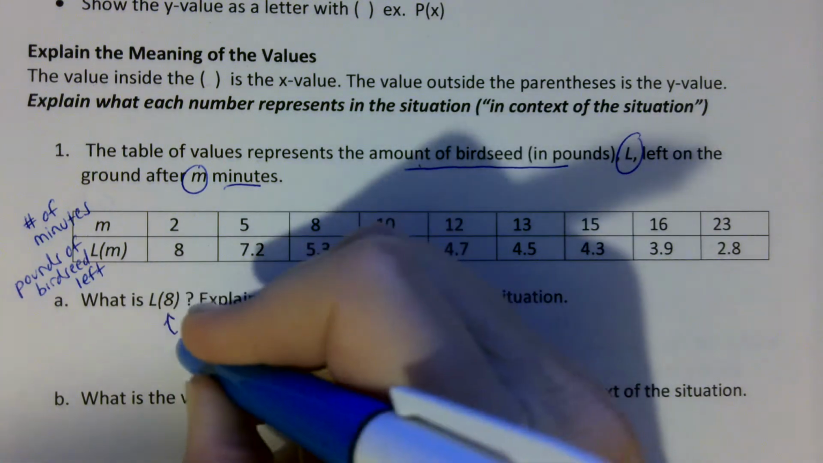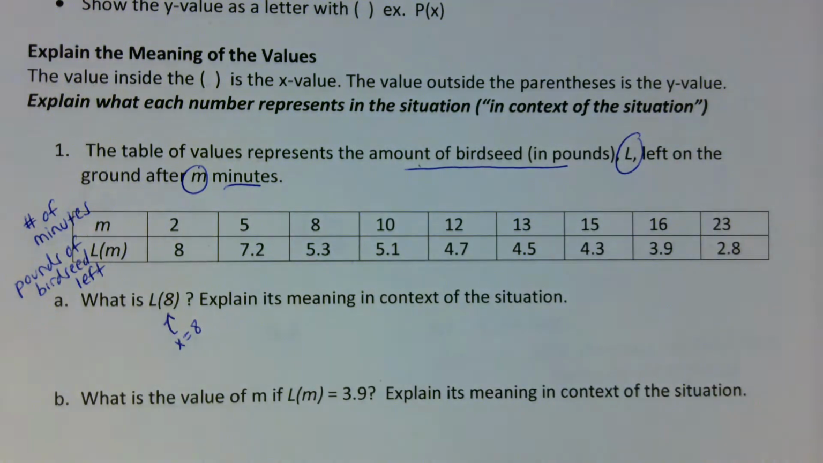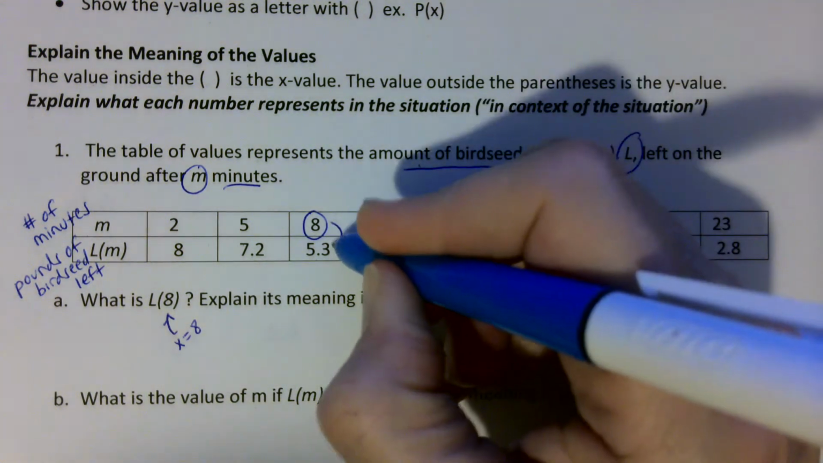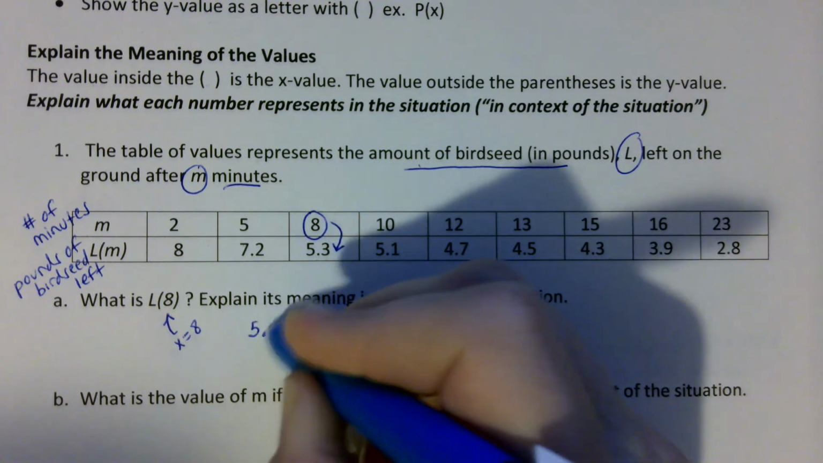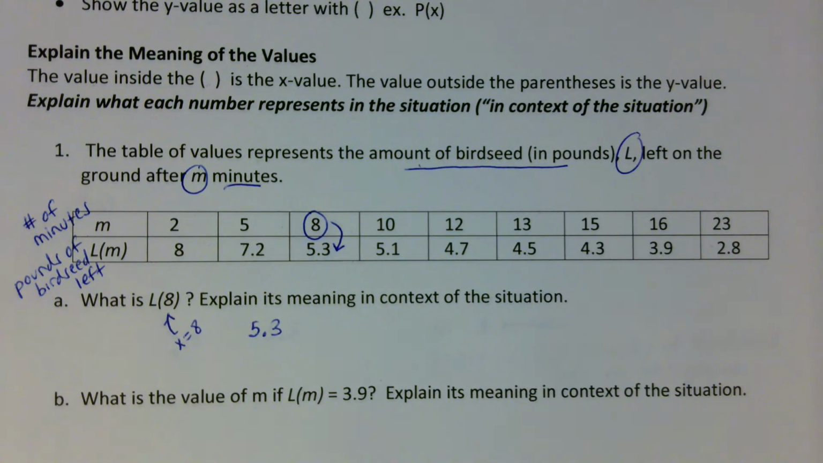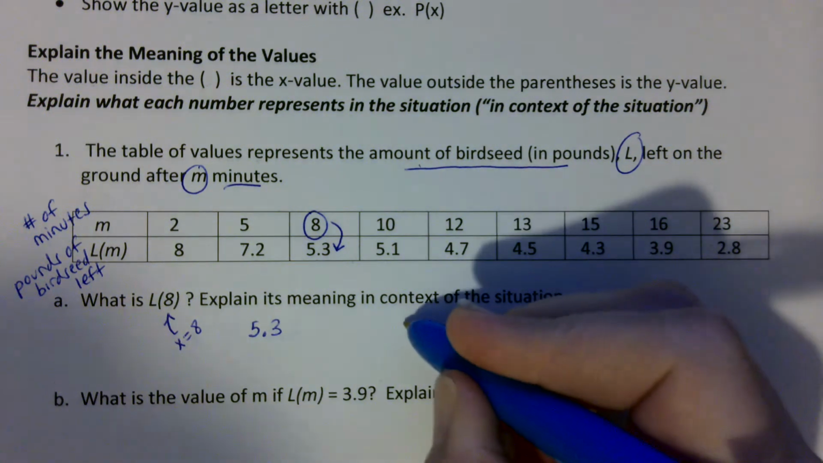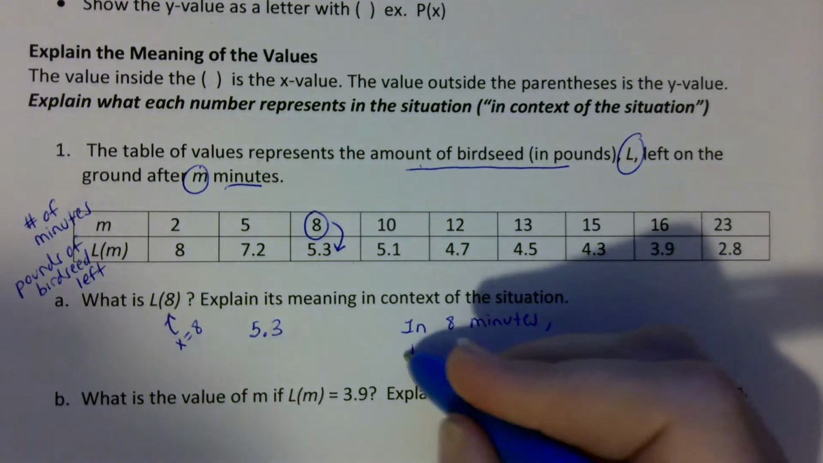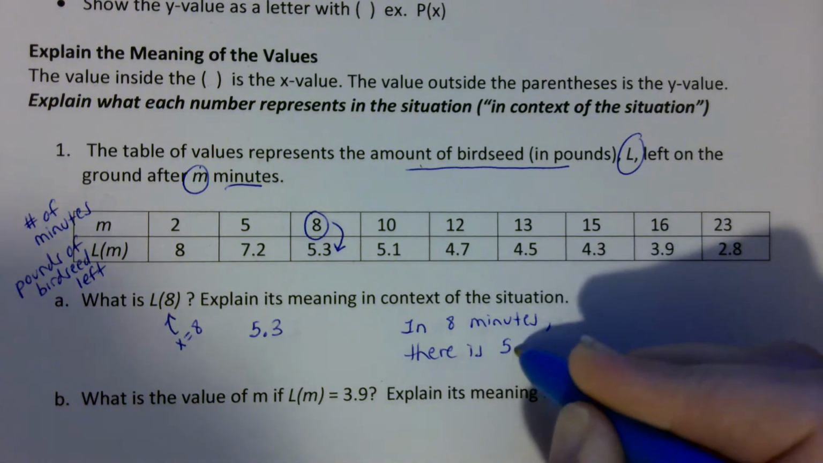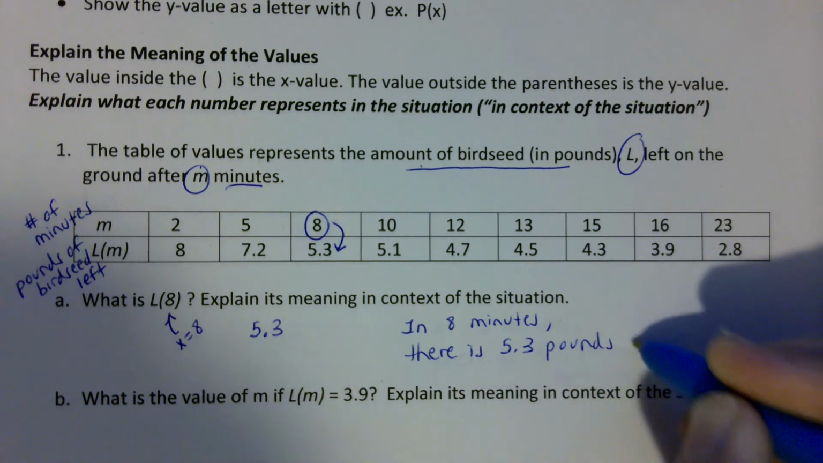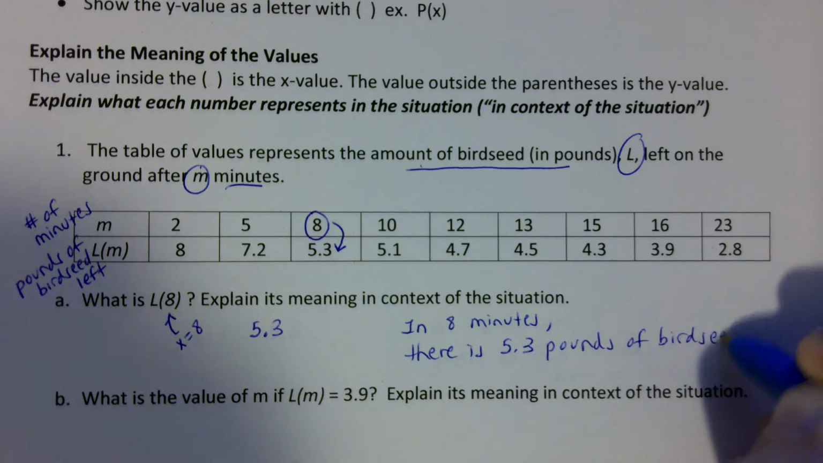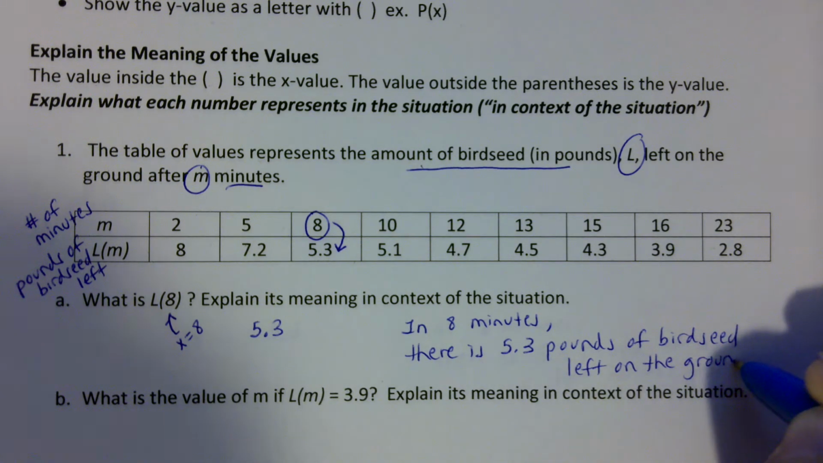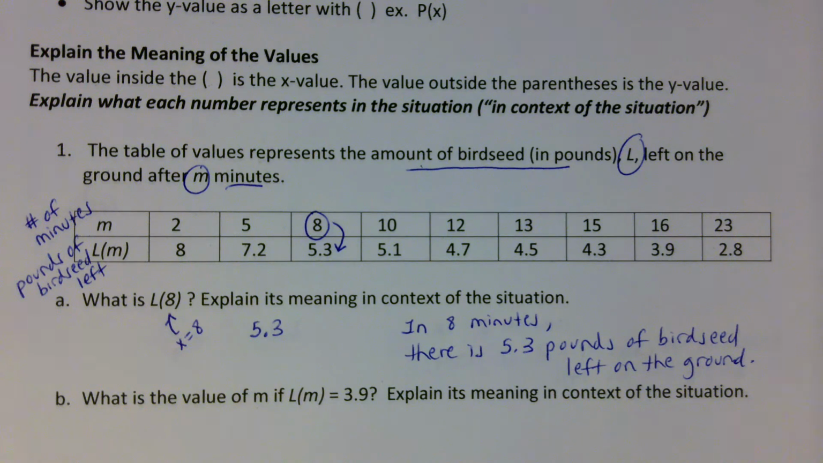Well, if 8 is in the parentheses, that means our x value is 8. So I go to my table. When the x value, the input, is 8, I know my y value is 5.3. And what does that mean in context of the situation? It means in 8 minutes, or you could say after 8 minutes, there is 5.3 pounds of birdseed left on the ground. Remember that you need to explain what both of those numbers represent.